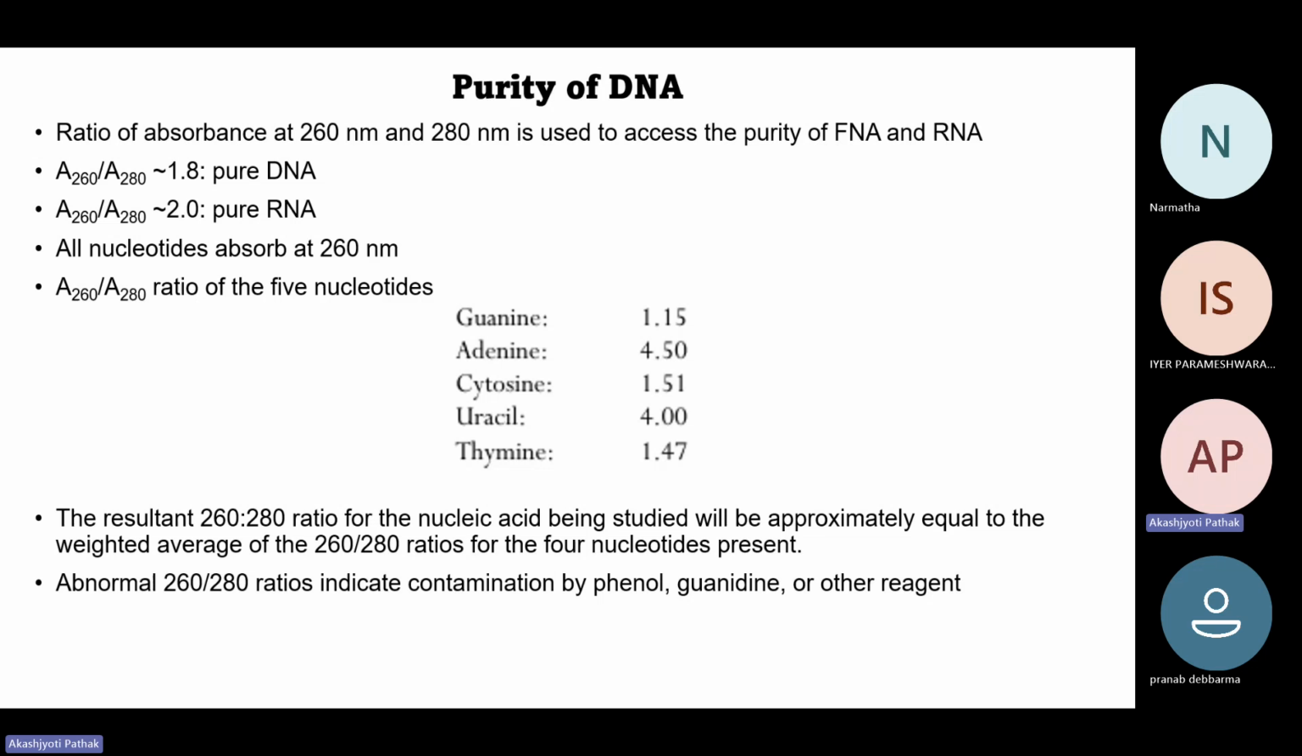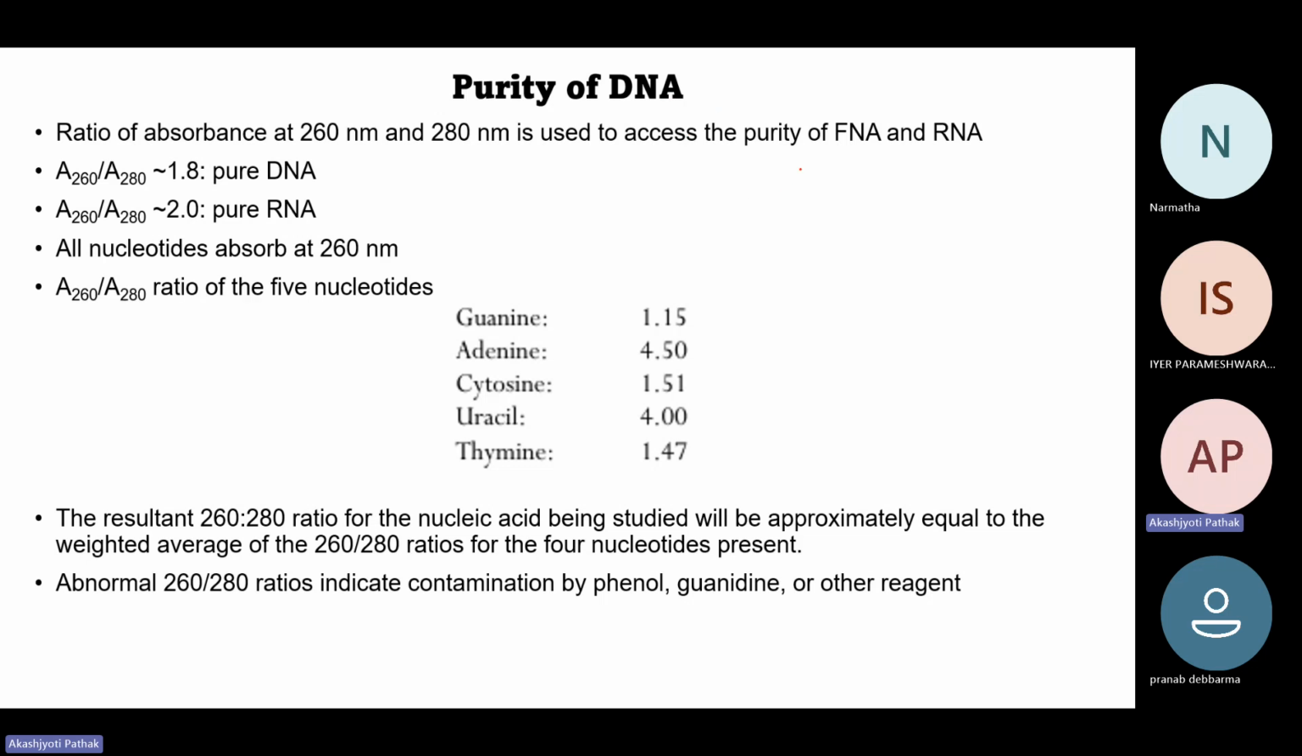Okay, now another thing we discussed, which we had learned in week 3, is the purity of DNA molecules. So can you ensure your DNA is pure or not?